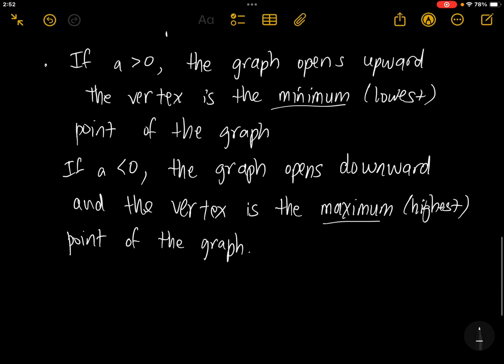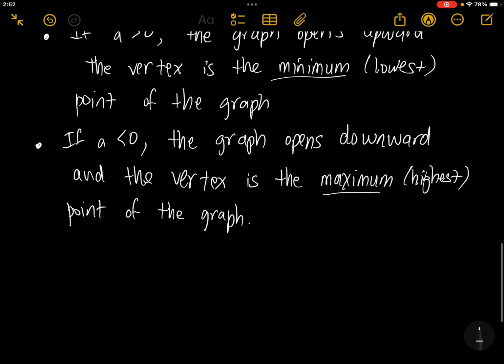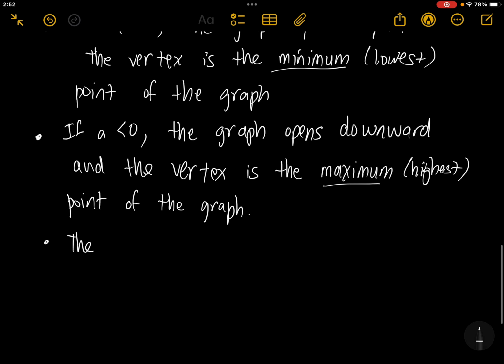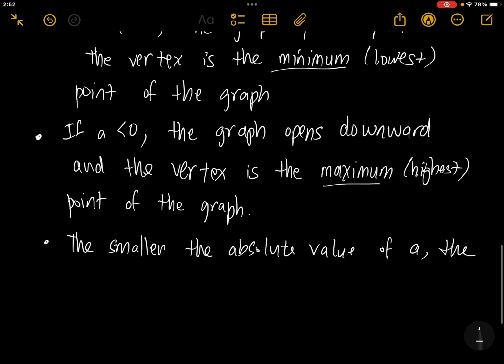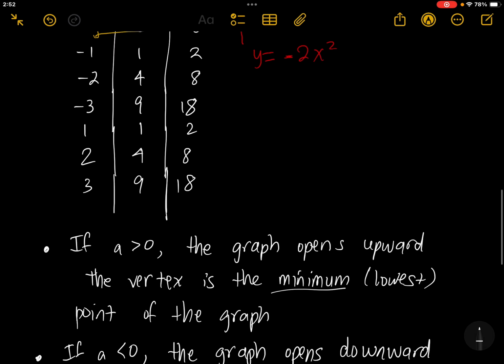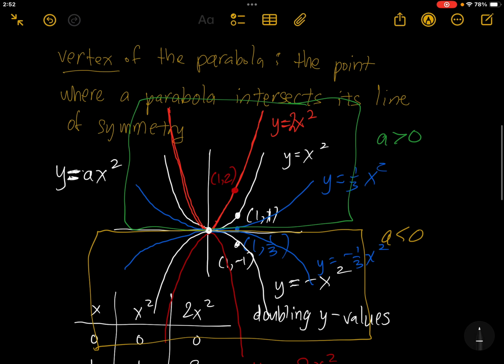Another thing we could observe, so those are two observations. Another thing we could observe is that the smaller the absolute value of a, the less steep the parabola gets. So if you had 1/3 or negative 1/3, the parabola is less steep than if you had y equals x squared or negative x squared. And that's less steep than y equals 2x squared and negative 2x squared.